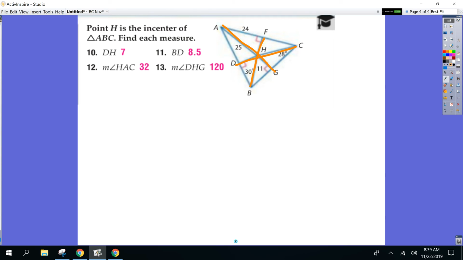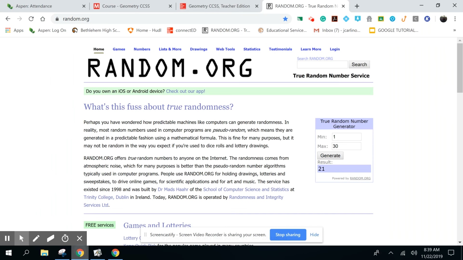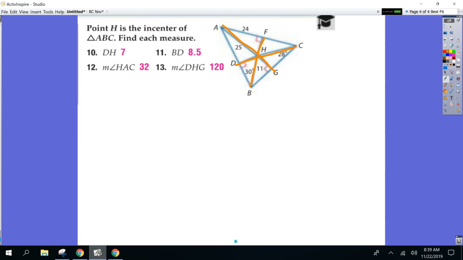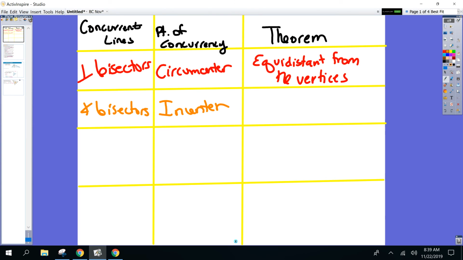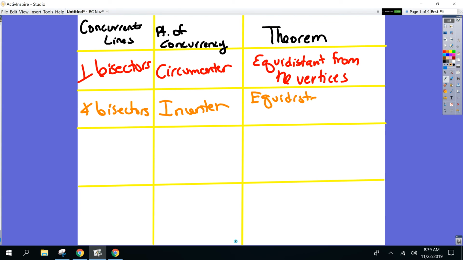All right, what is so special about that in-center then? Correct. Equidistant from the sides. All right, we're all good there? All right, name another one. Name another concurrent line.